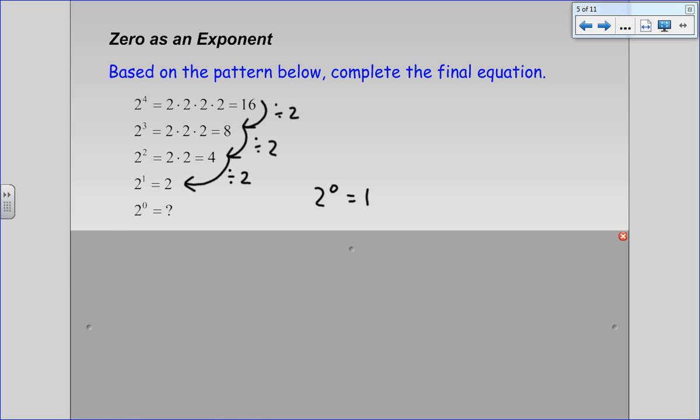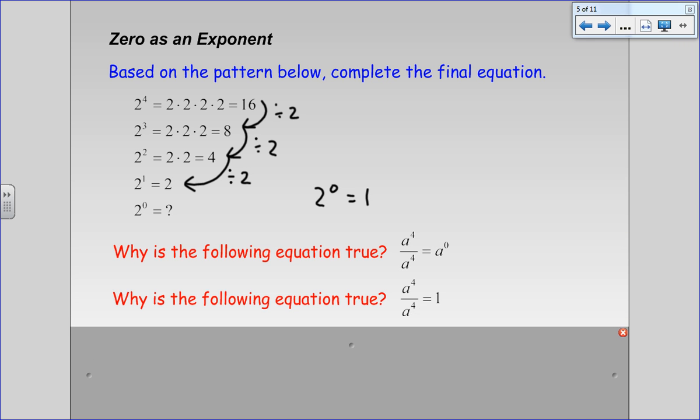This fact might seem a bit counterintuitive, and you also might wonder if it's true regardless of the original base, that a number raised to the 0 power is equal to 1. So let's look at the following two equations. First, we have a to the 4th divided by a to the 4th equals a to the 0 power. This must be true because we know the quotient rule for exponents says that we can keep the same base and subtract the exponents 4 minus 4. The second equation says a to the 4th divided by a to the 4th equals 1.